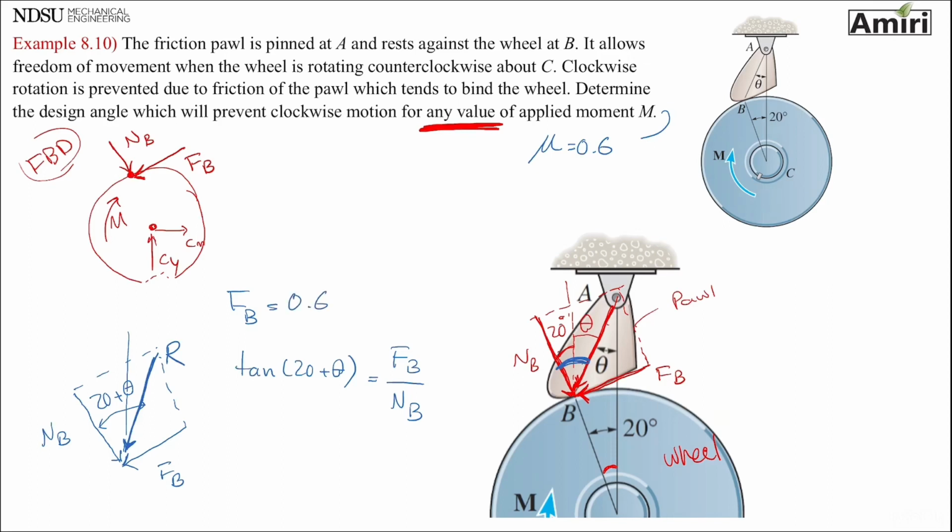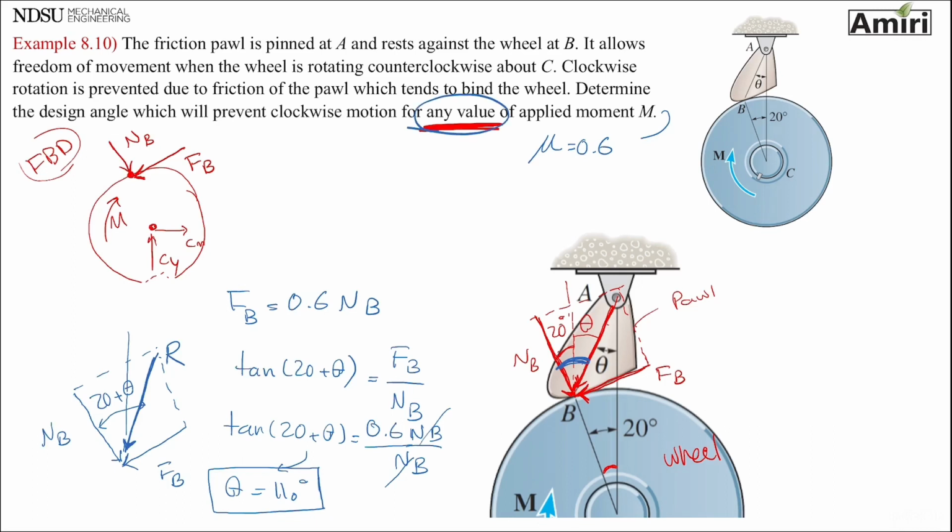All right, now I have this. So tangent of theta plus 20 now equals 0.6 NB over NB. So theta will be 110 degrees from there. So with that theta, any value of applied moment will not cause slipping, because you see that my solution didn't depend on theta at all.